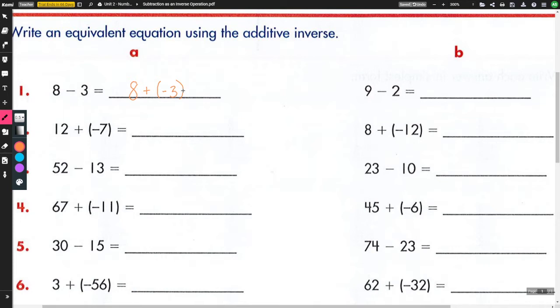Our next problem is 9 minus 2. Again, my 9 stays the same. I change the subtraction sign to addition. And then I do the opposite of 2, which is negative 2.